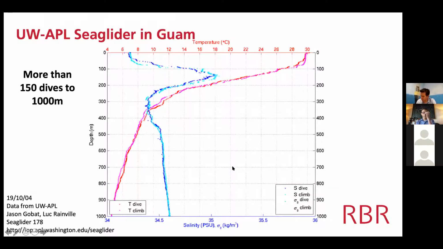This is some beautiful profiles of this sea glider from University of Washington, all the way in Guam, all the way down to 1,000 meters. And this was for temperature and salinity.